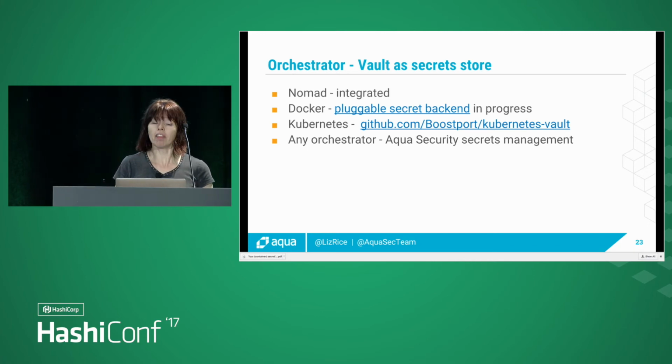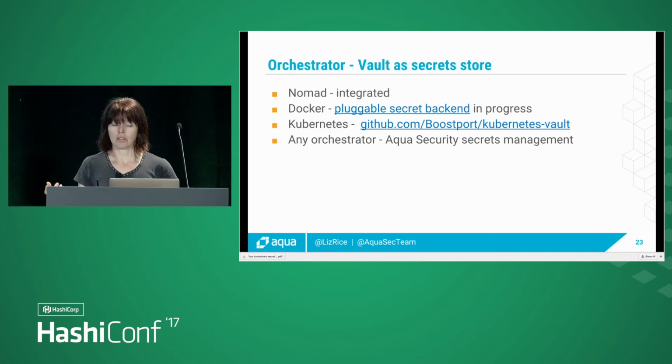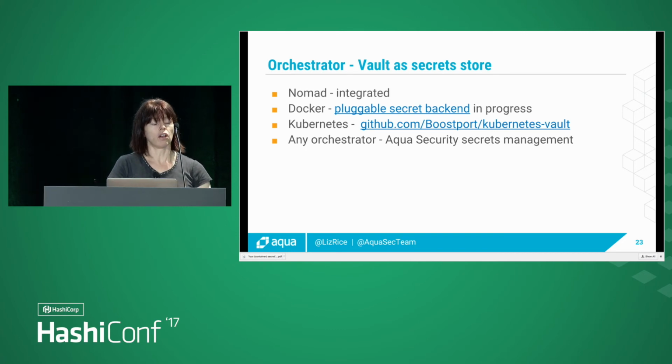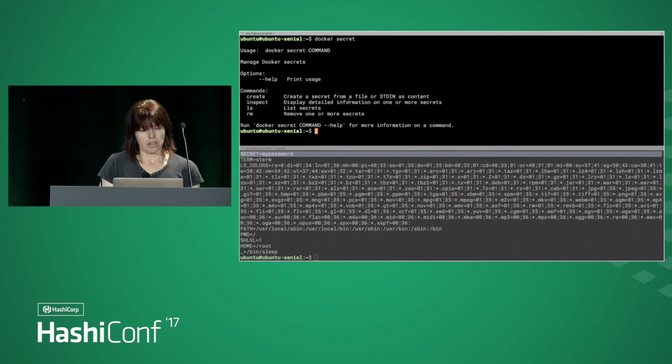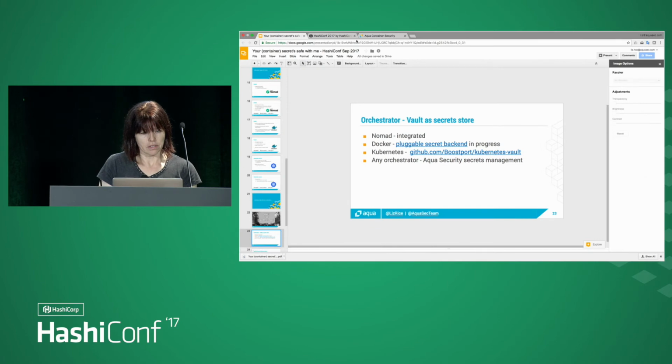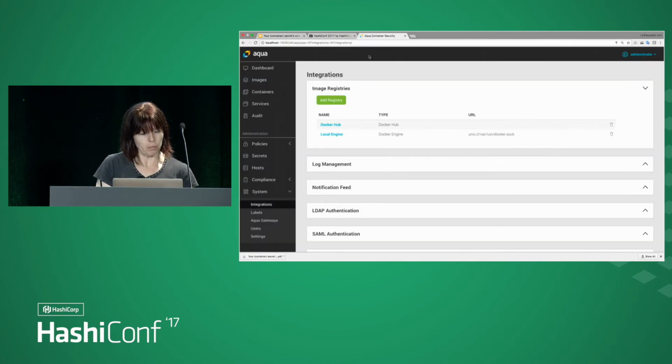And then another approach is what we have at Aqua, which can use a number of different secrets backends, of which we support Vault, and use that to inject secrets into running containers through Aqua code alongside any orchestrator. So I'm going to just show that. I need to just get my Aqua screen up.